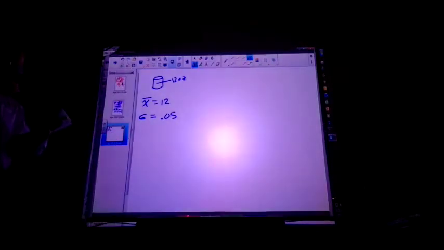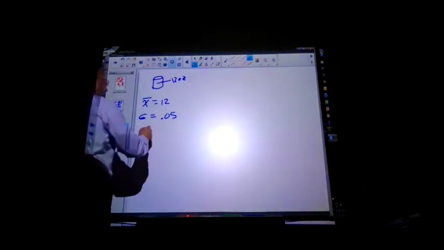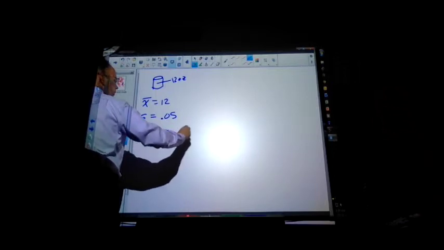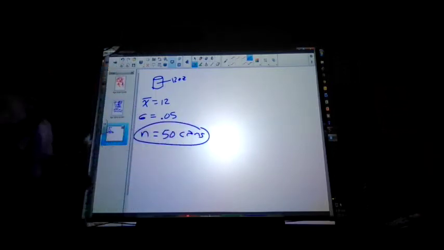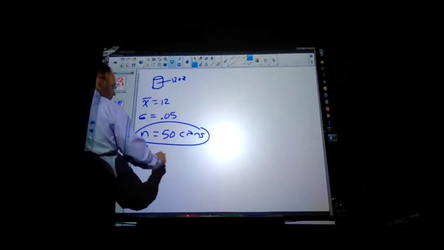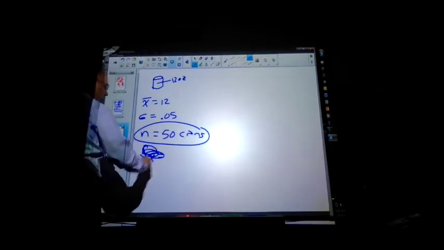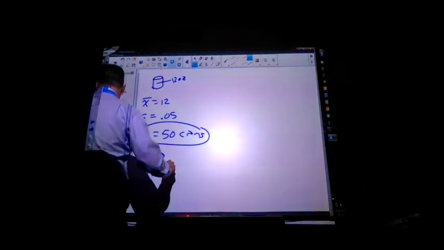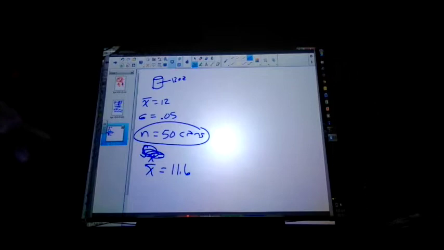A particular machine has been troublesome lately. The manager randomly samples 50 cans. So he's taking a look at 50 cans of this beer coming out of this particular machine. And he finds that they are being filled with an average, so my sample average is 11.6. So what is the population of interest? All the cans coming out of this particular brewing plant for Coors.